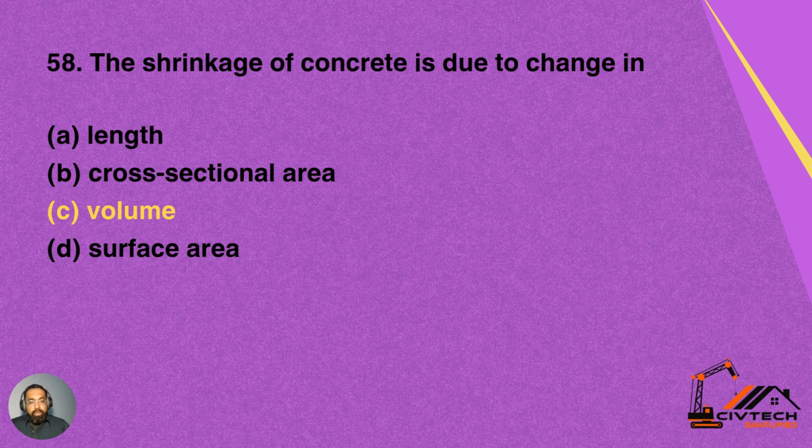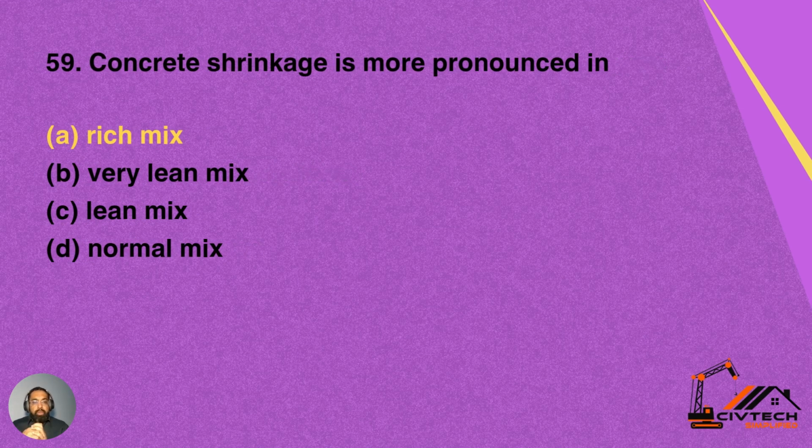58. The shrinkage of concrete is due to change in: option A length, option B cross-sectional area, option C volume, option D surface area. So the shrinkage of the concrete is due to change in the volume. Option C is the correct answer for this question.